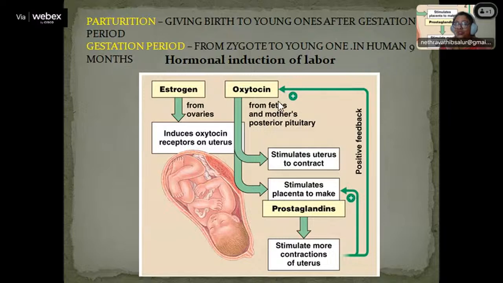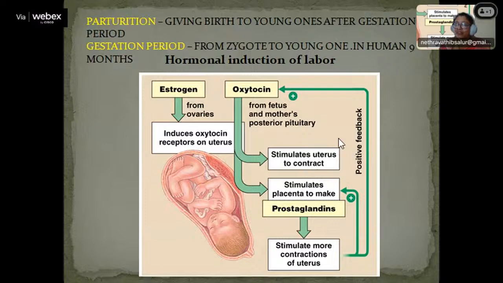Now, what will this oxytocin do? It will further stimulate the uterine contraction. The uterine contraction will become more vigorous. Then what happens? The oxytocin will also stimulate the placenta to produce prostaglandins. Now, what will these prostaglandins do? The prostaglandins will again increase the uterine contraction. So already the uterine contraction is increased by the fetus, and again it is increased by the oxytocin. By the production of prostaglandins, the uterine contraction becomes more.